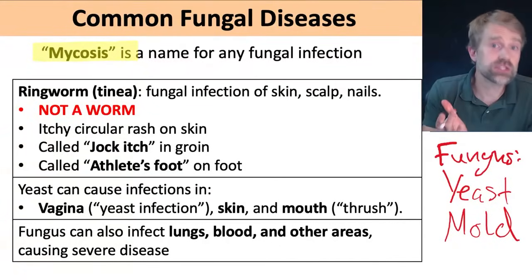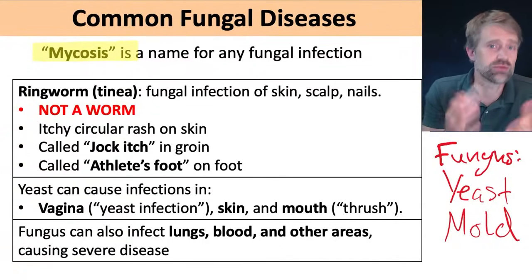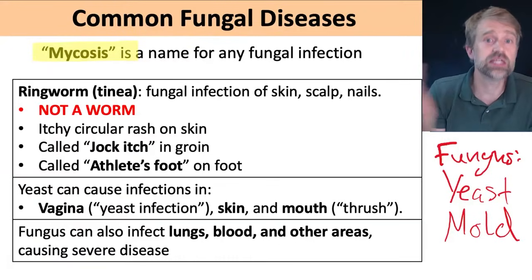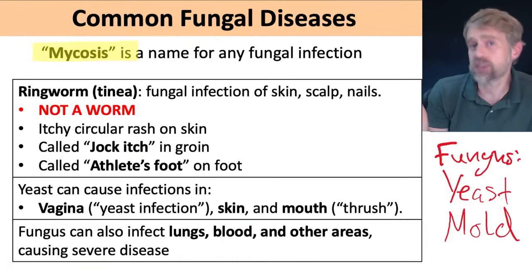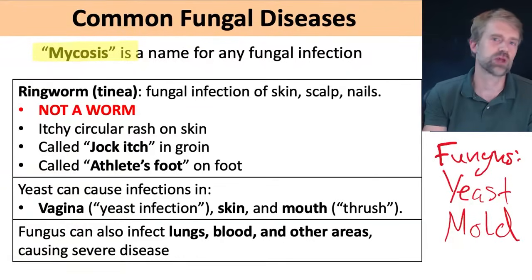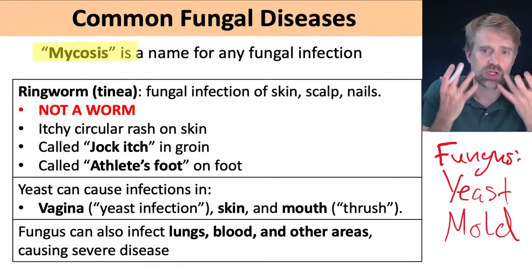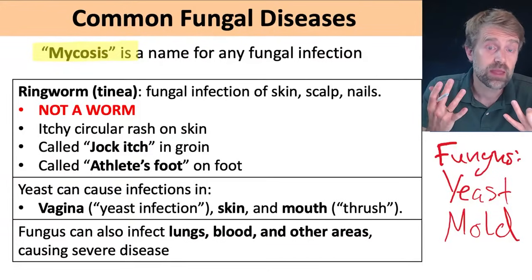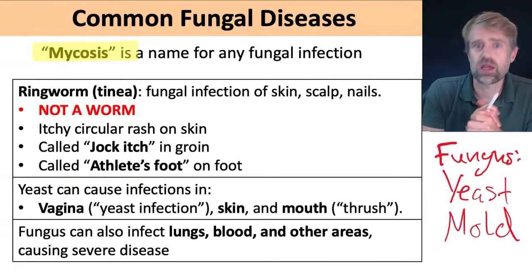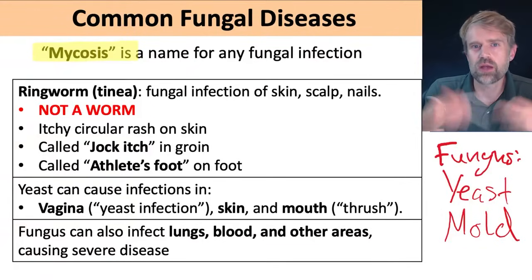Okay. Yeast can also cause infections in the vagina. Then you've got what you refer to as a yeast infection. But you can get yeast other places too. You can get yeast on your skin. You can get yeast in the mouth, which causes something called thrush. And in severe cases, you can get fungus in your lungs and blood and other areas.